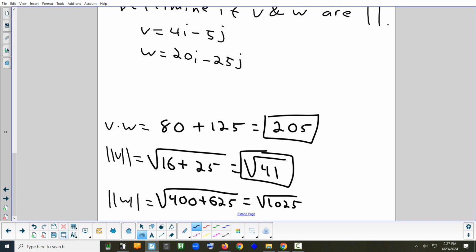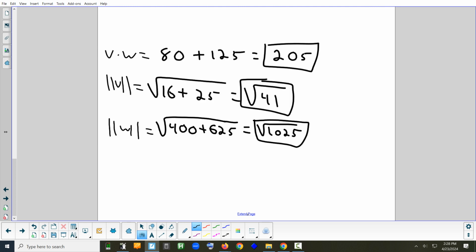So let's fill it all in and see what we get. Keep in mind, what are we hoping for if we're going to get parallel? The angle is either 0 or 180. So that's all we've got to check. Okay. Cosine theta equals, what goes in the top? 205. And in the bottom? Square root of 41 times the square root of 1025.